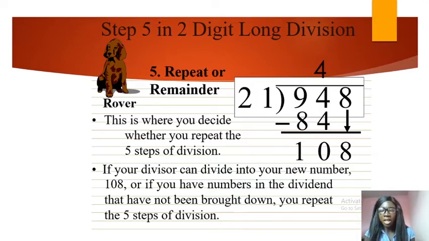The 5 step. So we have a number in our dividend that has not been brought down. We can't just leave it like this. It's looking dirty, right? And it's very crazy to say 948 divided by 21 is 4. It's not possible. So we have to repeat the step again. So let's call daddy back, let's call mommy back, let's call our sister and our brother back.